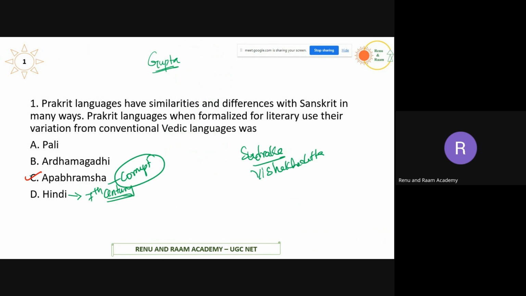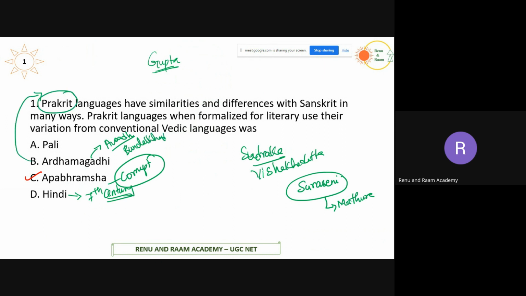Apart from this, there is another option called Arthamagadhi. During the Gupta period, various forms of Prakrit were used. One form is Suraseni, a spoken form of Prakrit used in the Mathura region, the present-day UP region. Similarly, Arthamagadhi is also a spoken form, which was widely used in Awadh, present-day UP, and the Bundelkhand region. So we can say that Arthamagadhi is a spoken form of Prakrit.